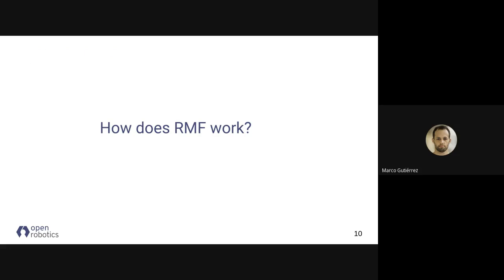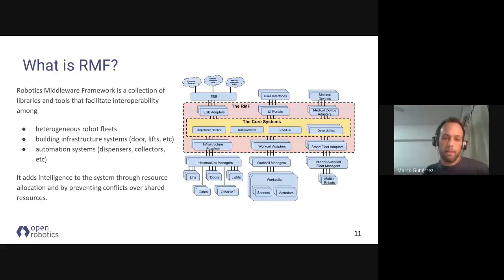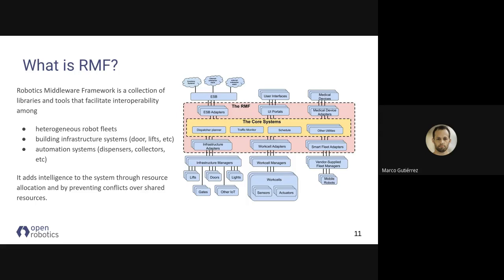So having a bit of a look on how it works. Basically, the robotics middleware framework is a collection of libraries and tools that facilitate the interoperability between these robots, the infrastructure, and other automation systems like dispensers or collectors, what we call voxels. And it has a certain level of intelligence to try to create this resource allocation in an optimal way by preventing conflicts on these shared resources.